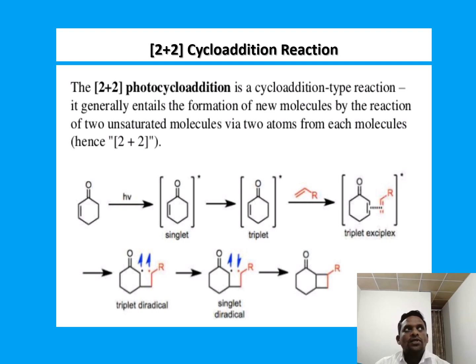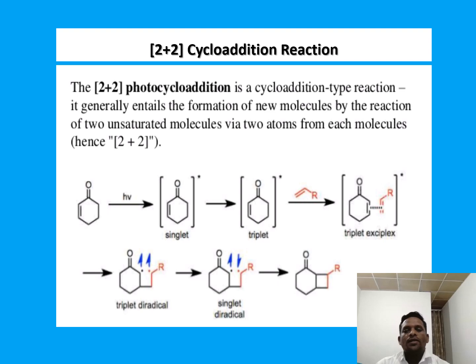Next one, the 2 plus 2 cycloaddition reaction. The 2 plus 2 photocycloaddition is a cycloaddition type reaction that in general entails formation of new molecules by the reaction of 2 unsaturated molecules via 2 atoms from each molecule, hence 2 plus 2. Here, the cyclohexenone under photochemical conditions gives the singlet cyclohexenone, which is then converted into the triplet, and it reacts with the alkene.